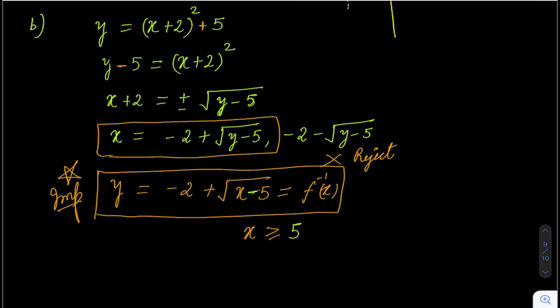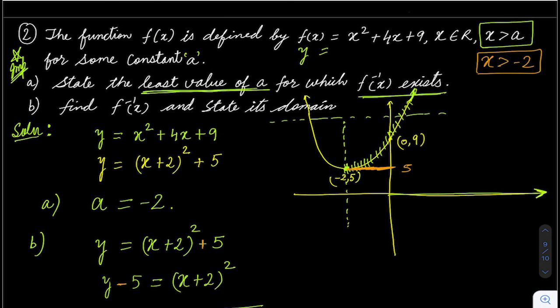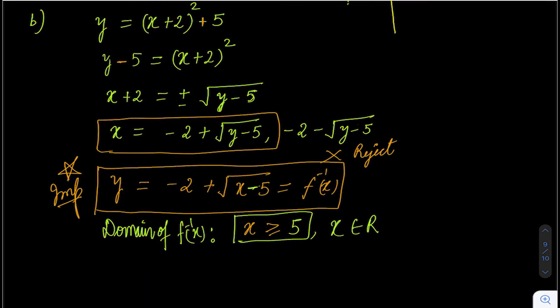So my domain is, domain of fx is x greater than equal to 5. Now why is that? Because domain of f inverse x is nothing but range of fx. And range of fx is from 5 to infinity. Okay. So that is my answer. I hope everyone is clear about this. So this is how you can use these concepts.